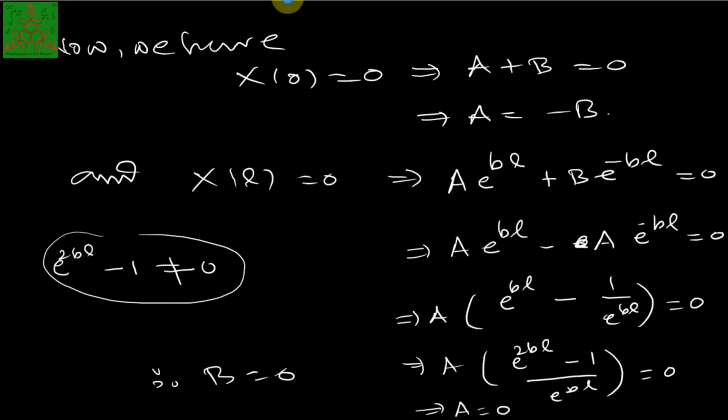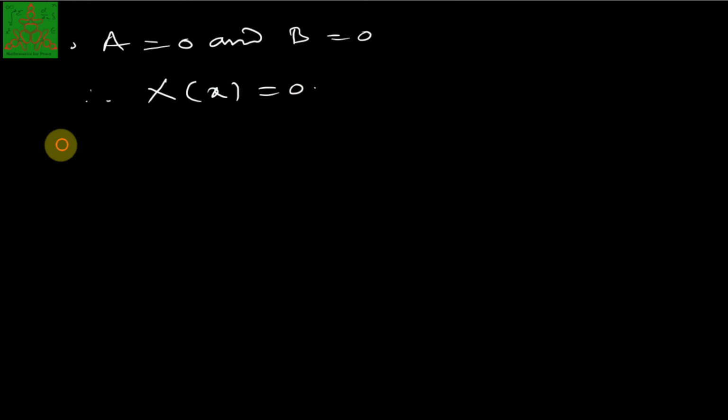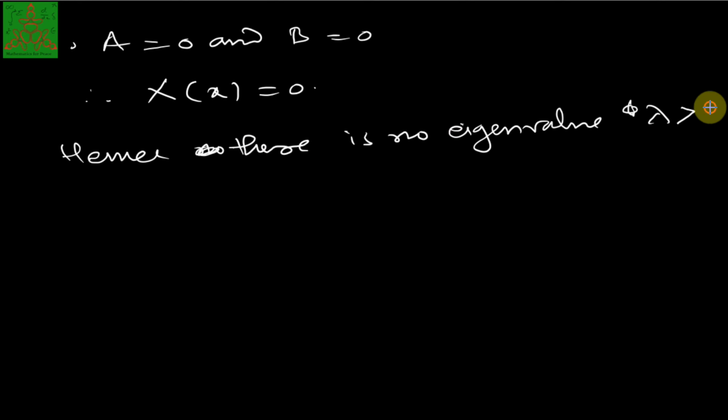Therefore a is equal to 0 and b is equal to 0, which implies that your X of x is 0. Hence there is no eigenvalue lambda greater than 0. So that means this solution is not possible.